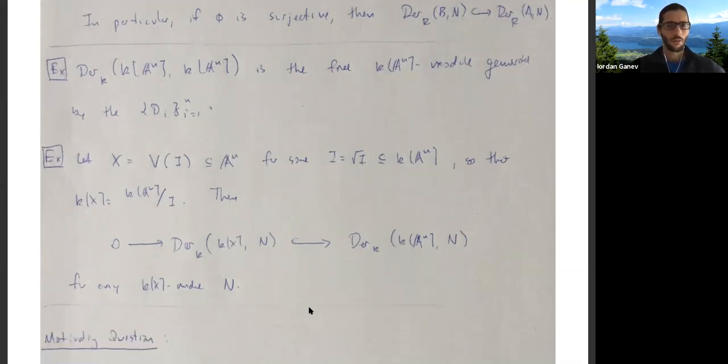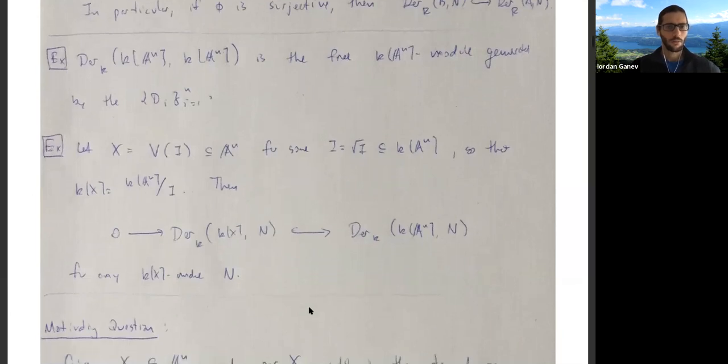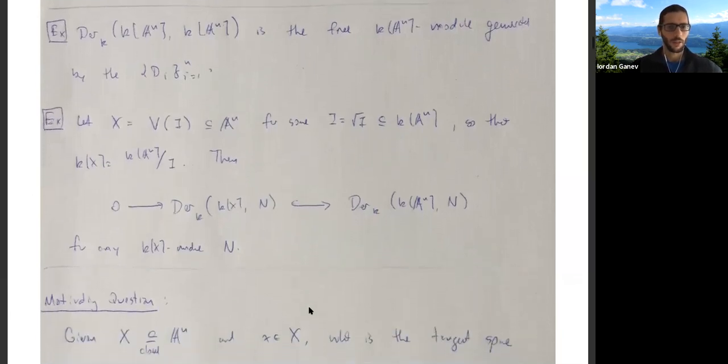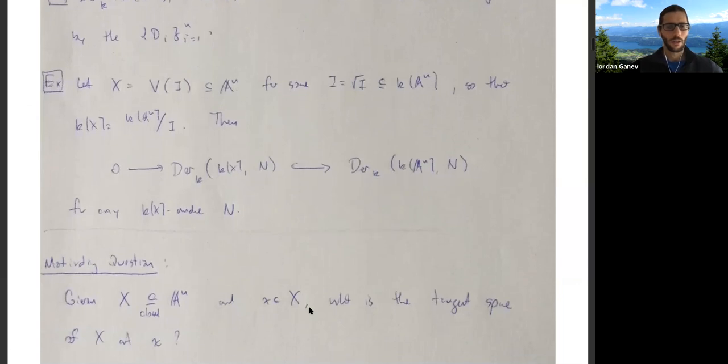All right, so the motivating question that derivations will help answer is about tangent spaces. You've seen tangent spaces in manifold theory, and there you rely on some sort of differential geometry. How can we do things just solely in terms of algebraic geometry?